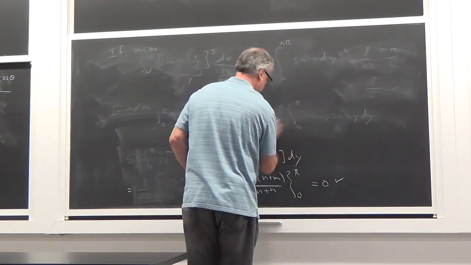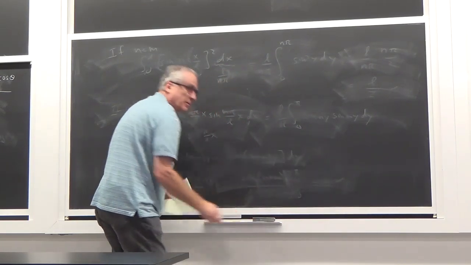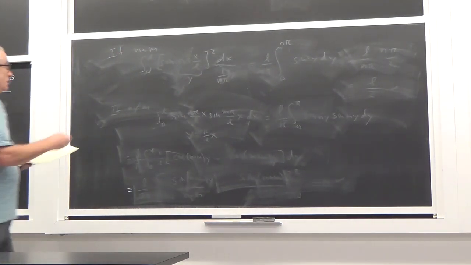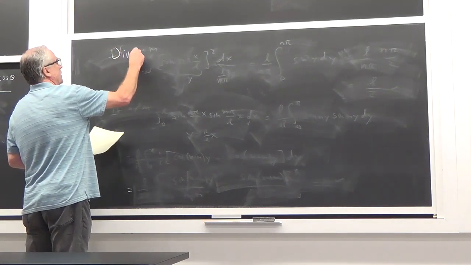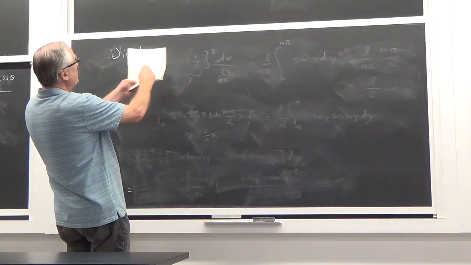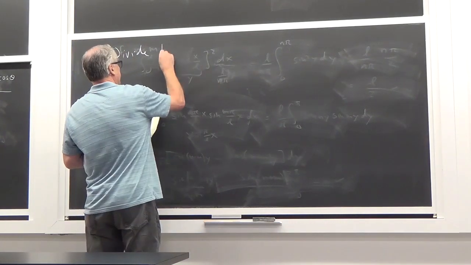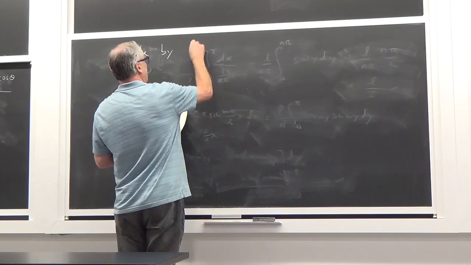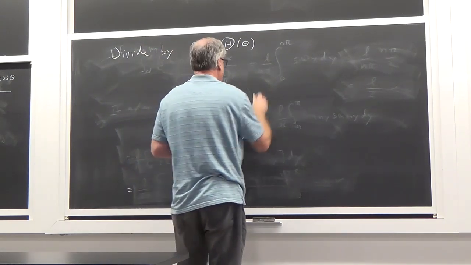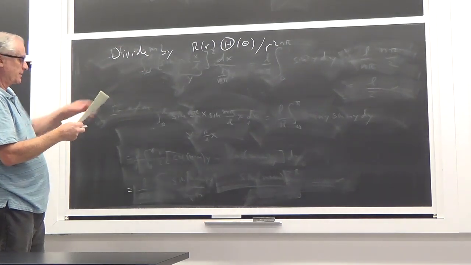So it looks messy, there's a lot to write. But I did it step by step, and each step was pretty straightforward. How do I use this equation? Well, I want to separate out the r dependence and the theta dependence. So let's divide by the quantity R of r Theta, and I want an r squared. So we're going to divide that equation by that.